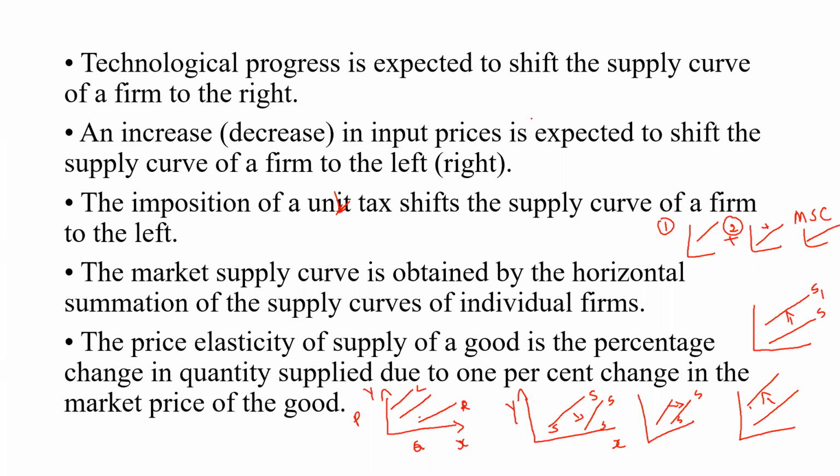It is a positive relationship between the price and the quantity supplied. So when price is increasing, the supply automatically increases. When price reduces, the supply is going to reduce. The price elasticity of supply of a good is the percentage change in the quantity supplied due to 1% change in the market price of the good. So here we are going to measure in the form of percentage.